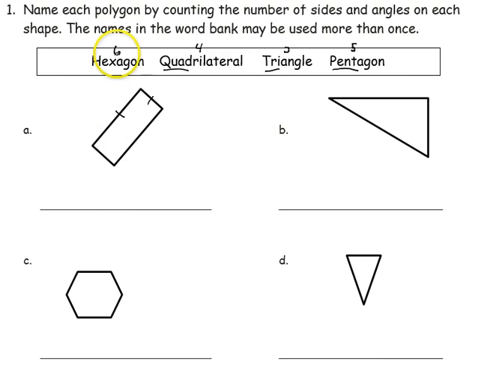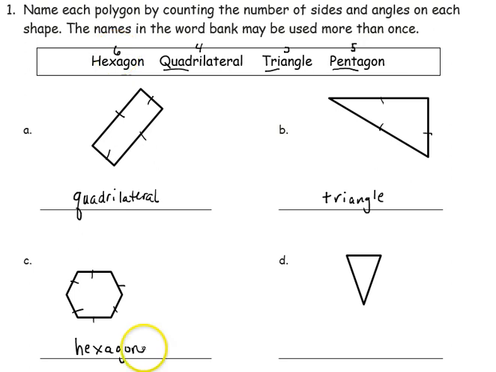So in shape A, I can see that there are 4 sides. So that is a quadrilateral. Shape B has 3 sides, and that is a triangle. Shape C has 6 sides, and that is a hexagon. Shape D also has 3 sides, and that is another triangle.